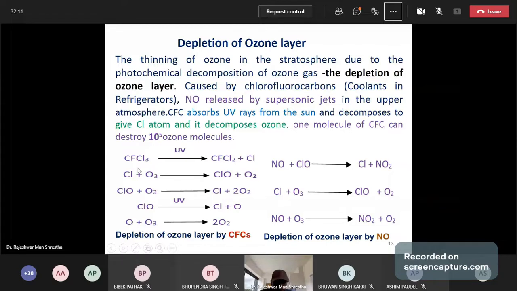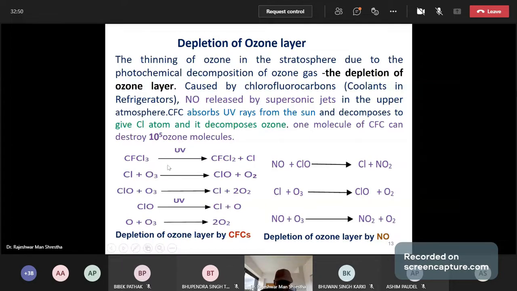This is how CFC absorbs UV rays and releases chlorine atoms by means of this chemical reaction. Chlorofluorocarbon in the presence of UV rays decomposes to difluorocarbon and a chlorine atom. This chlorine atom is responsible for the damaging effect on ozone molecules. Chlorine reacts with ozone and forms chlorine monoxide and oxygen. Then chlorine monoxide again reacts with ozone and chlorine is again generated. And chlorine, when generated time to time, is responsible for the damaging effect on the ozone. And chlorine monoxide again decomposes under the influence of UV rays into chlorine and oxygen atom. Then the oxygen atom reacts with ozone to form an oxygen molecule.